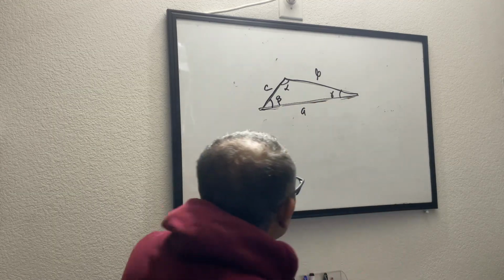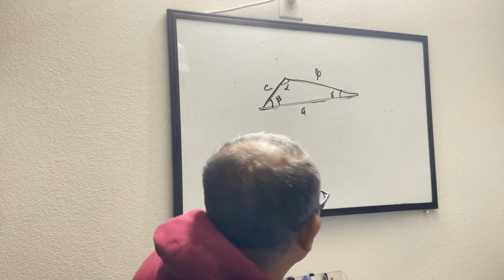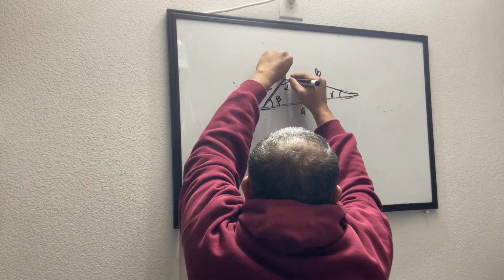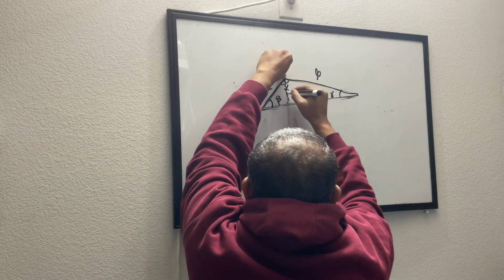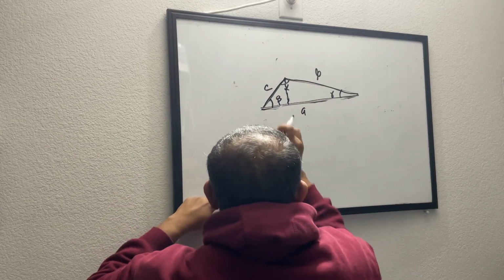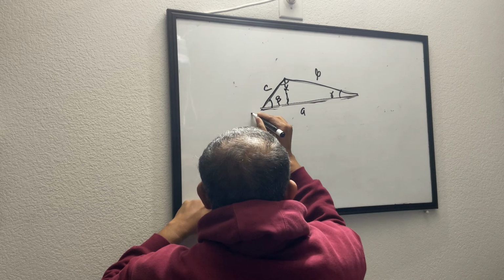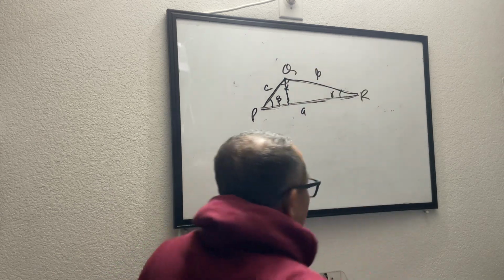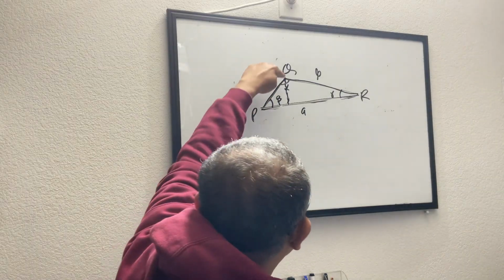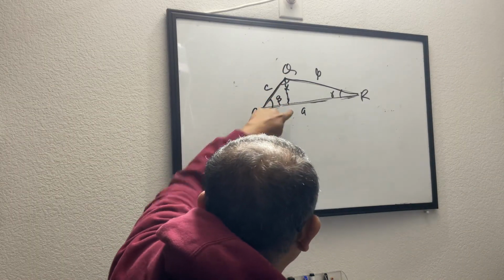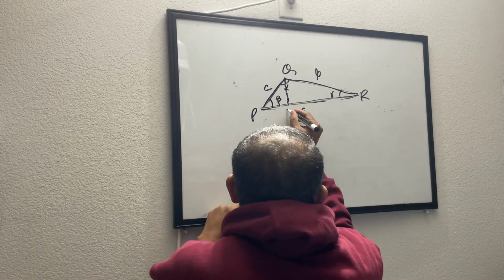Now, we know that this is not a right angle triangle. So I am picking up this corner, this vertex, and from there I am dropping a perpendicular. Let's give it a name. PQR was my earlier triangle. And when I dropped a perpendicular from this point to the opposite line, it meets at, let's say, point S.